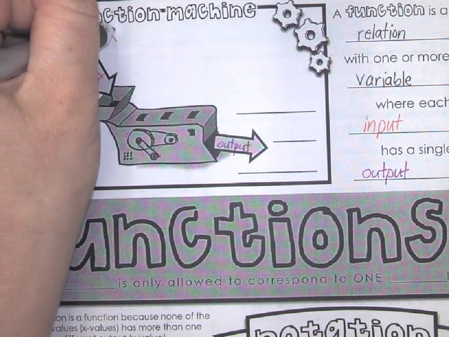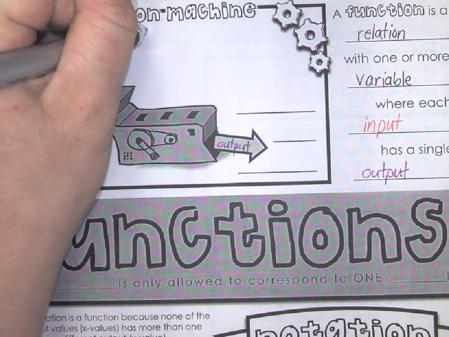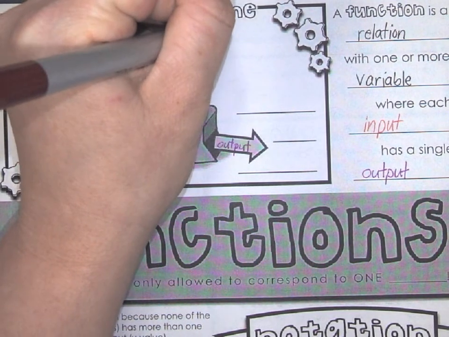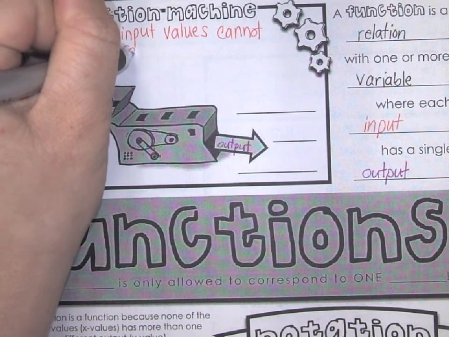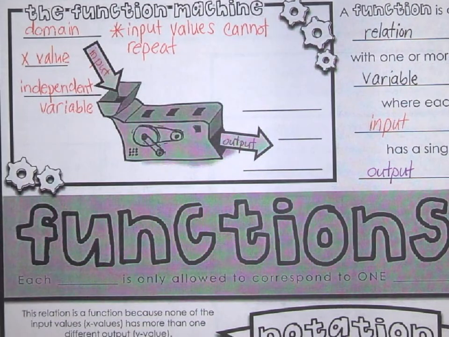And these values cannot repeat. Okay, so input values cannot repeat for a function, right? For a relation, you can have as many repeats as you want.